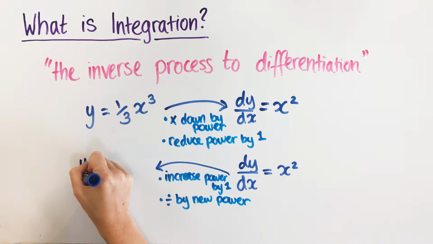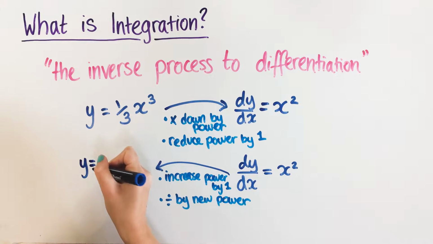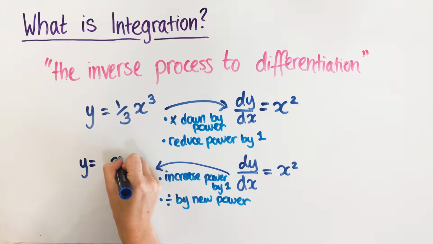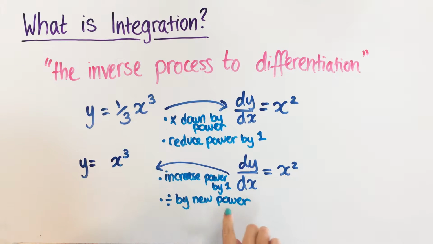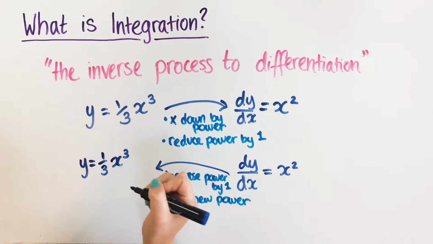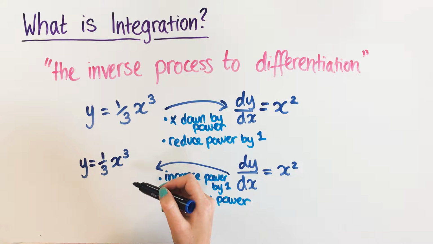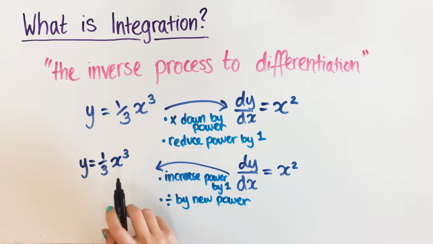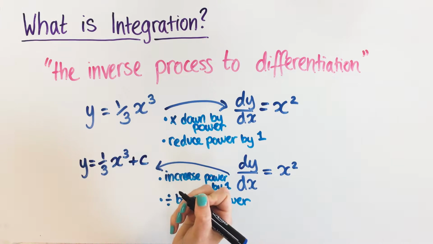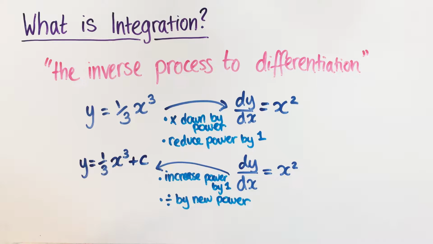So how about we apply this to x squared? Well, if we do that, we increase the power by 1, which would give us x cubed, and we divide by our new power, which is a 3, so we divide by 3, which gives us a third x cubed. Sure enough, we get back to where we started. However, there's one final step we need to add here. We need to add plus c at the end. We'll talk about why we add our c in a moment. But for now, we've successfully integrated x squared.